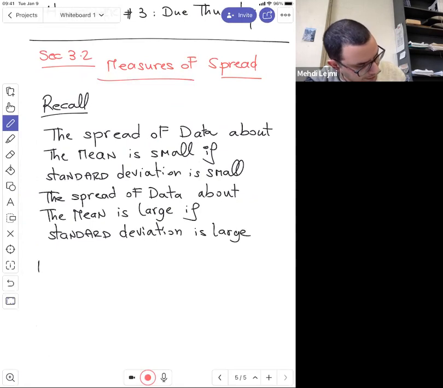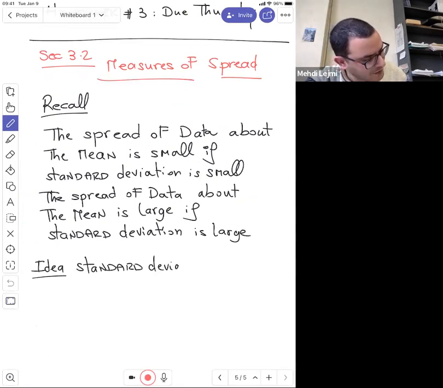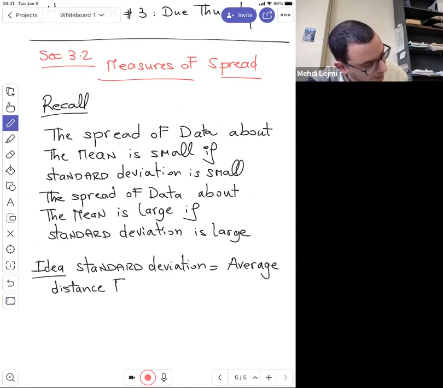So again, the standard deviation is just the average distance from the data values to the mean.